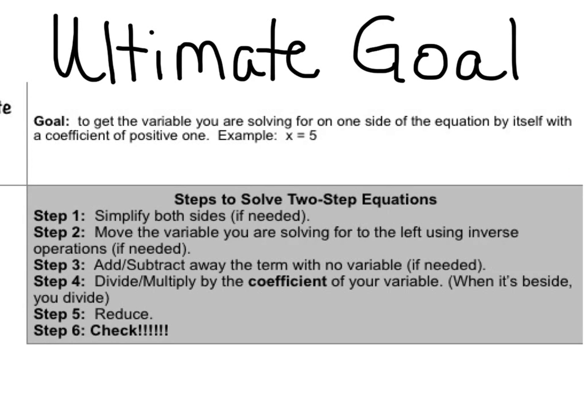Your ultimate goal when solving an equation is to get your variable all by itself on the left side of the equation. Once it's all by itself, you have to make sure that it has a coefficient of positive 1. In other words, it's just a plain old positive x or a positive y, or whatever the variable is. That's your ultimate goal. Now I've listed down here the 6 steps that we take every time.